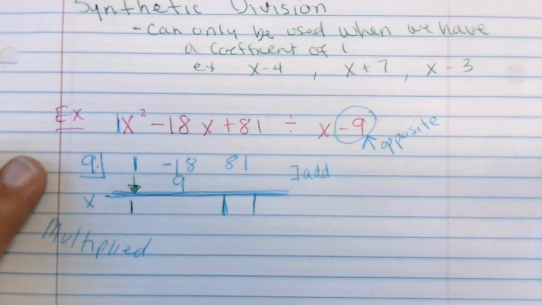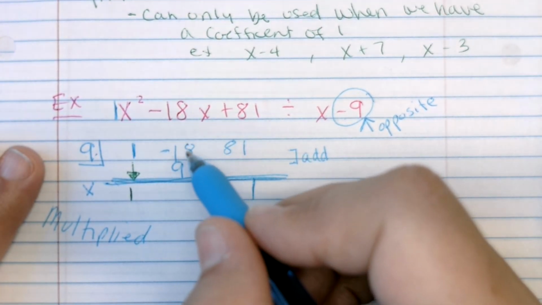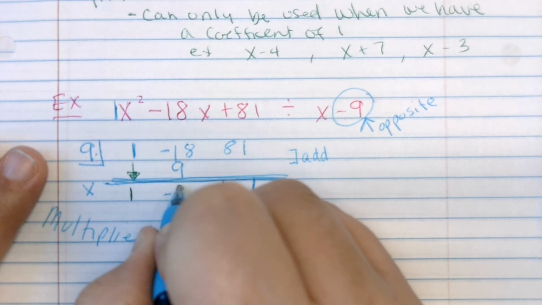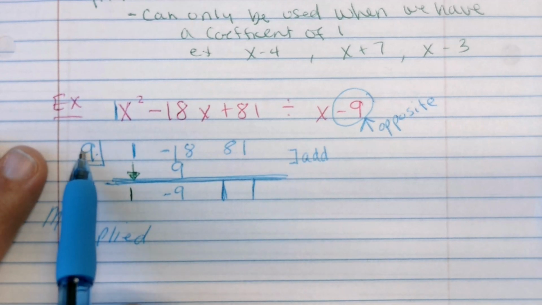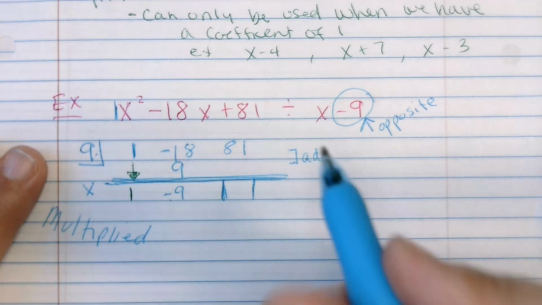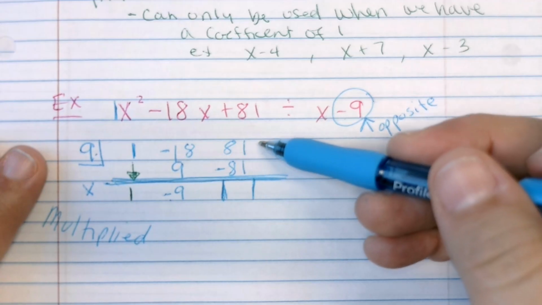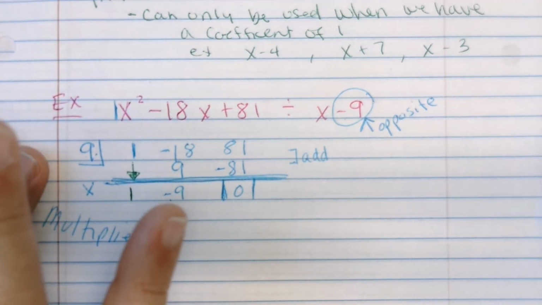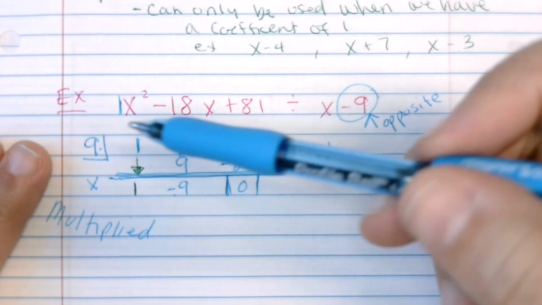I'm having trouble with my camera. There we go. Okay, so I'm going to combine negative 18 and 9, which gives me negative 9. Okay, anything on the outside we're going to multiply. 9 times negative 9 is negative 81. Anything on the inside we're going to add 0. I went fast. I'm going to do another one. Don't stress out yet. Just a minute.